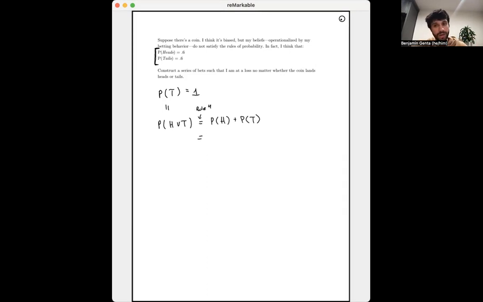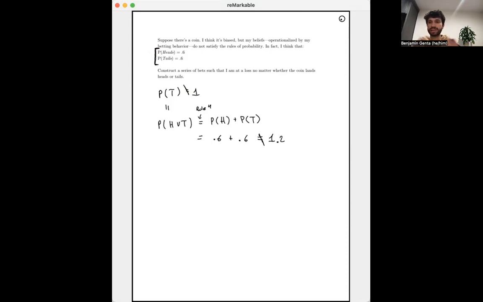And right now, you might already begin to see where the issue is, or how we're violating our rules of probability. The probability of H is 0.6, I told you that over here. And the probability of tails, that I believe with 0.6, so the sum is 1.2. But 1.2 is not equal to 1, these two are not equal to each other. And so we're violating our rules of probability.